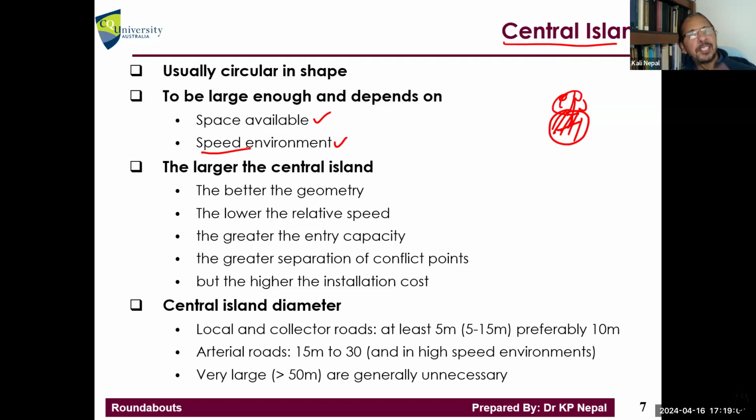The higher the speed, the bigger the diameter of the roundabout. The larger the central island, the better the geometry. It lowers the relative speed, gives greater entry capacity, and there is a greater separation of conflict points. Usually for local and collector roads, where a roundabout is the most suitable, we provide the central island with a diameter of 5 to 15 meters. Some are very small, like 5, or some are up to 50. But for arterial roads, we go up to 30. A very big central island is not necessary.